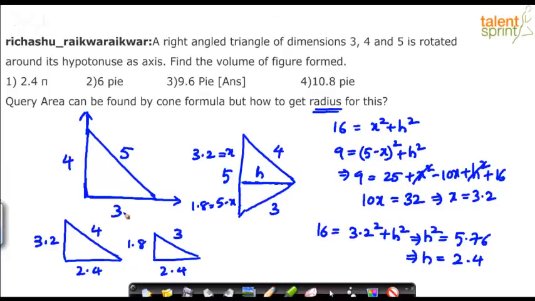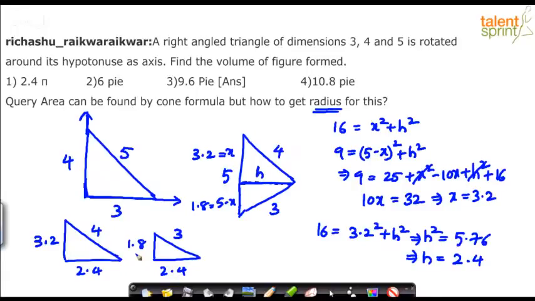Richa, have you followed the solution that I have taken? See, let us assume this is h. We know that the total is 5. I am taking x as the top part and 5 minus x as the bottom part. By applying Pythagoras theorem to the two triangles, we will be able to find the value of x, and by using that value of x, I will be able to find h. H is nothing but the radius, when you split the two triangles. So for the first triangle, radius is 2.4, height is 3.2. For the second triangle also, the radius is 2.4, height is 1.8.